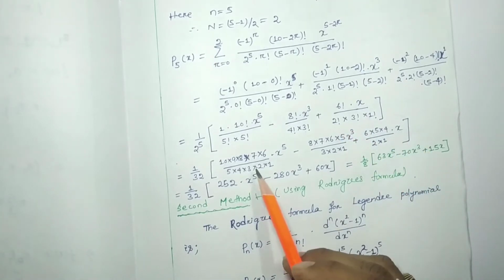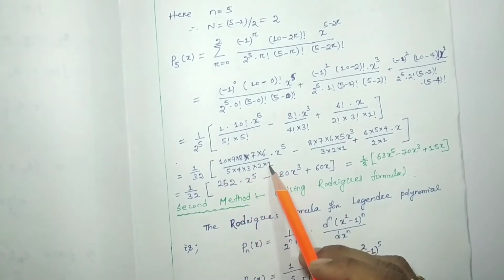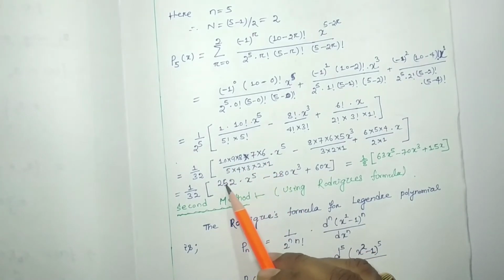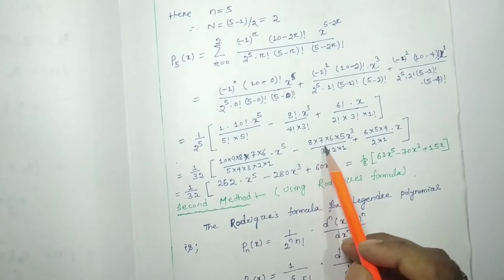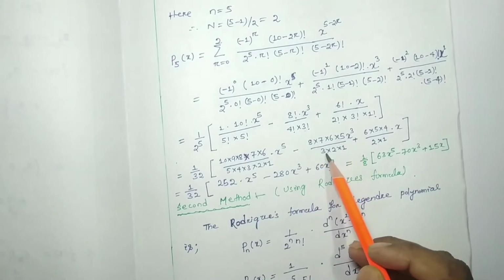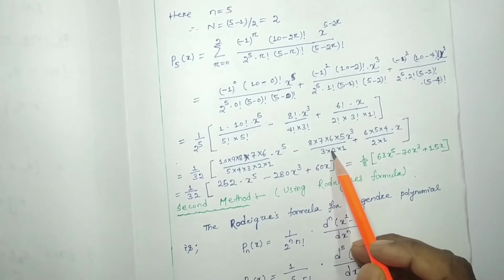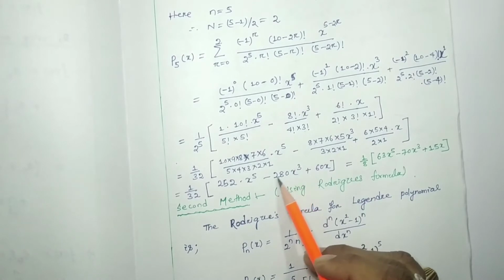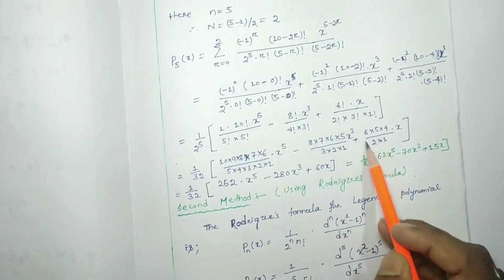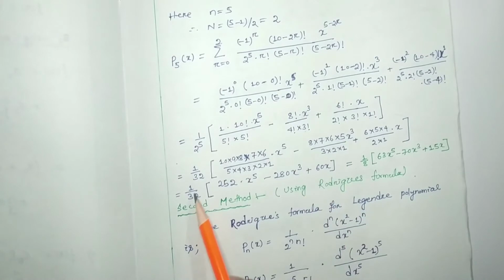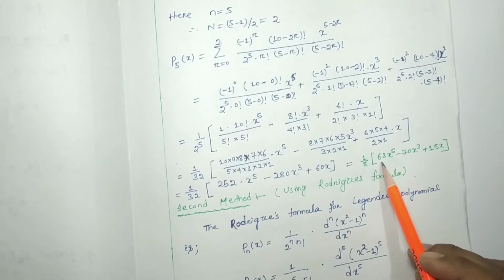By simplification of this much value we can find 252 x^5. By simplification of this much you can do it in your rough work. This will be 280 x^3. This will be 60x. So this is 1/32. Again by further simplification we can find 1/8.